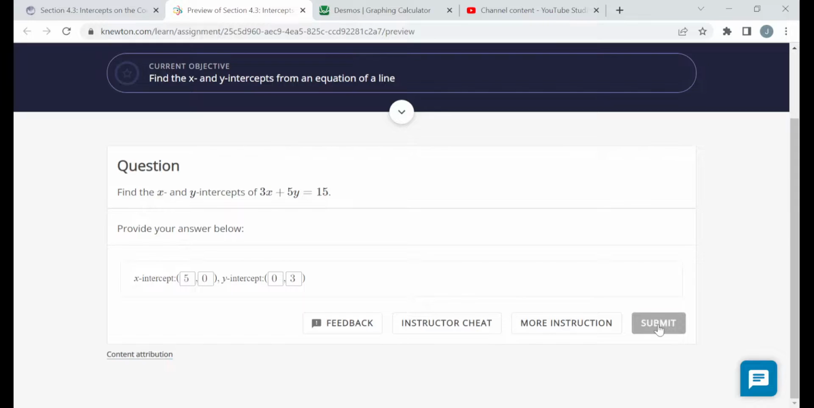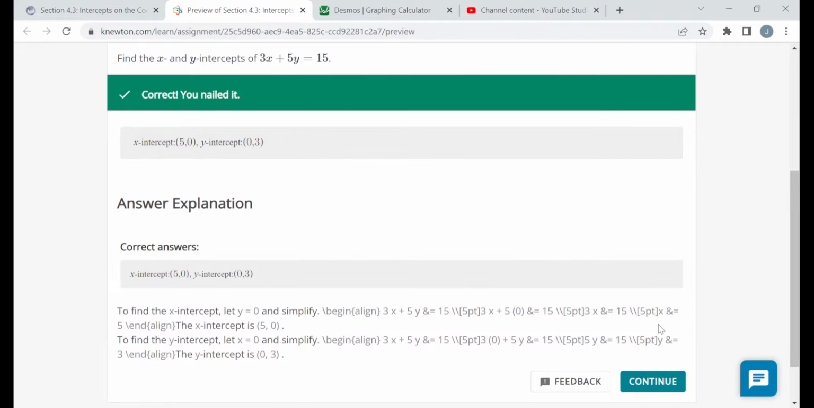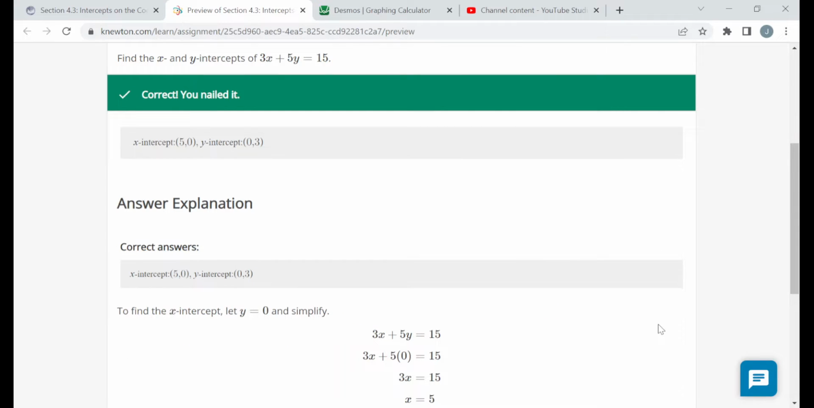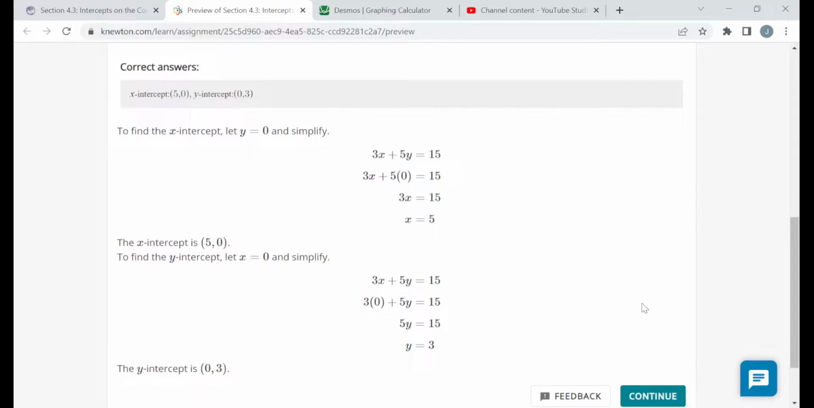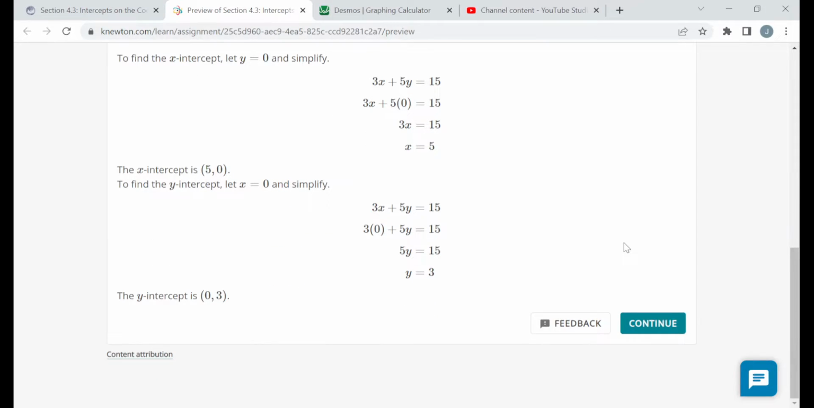And then after you submit an answer, it's going to tell you whether you were correct or incorrect, and then give you some sort of answer explanation. Please read through these answer explanations, just to make sure you understand why something was correct or incorrect, and hopefully you can learn from your mistakes for future questions.